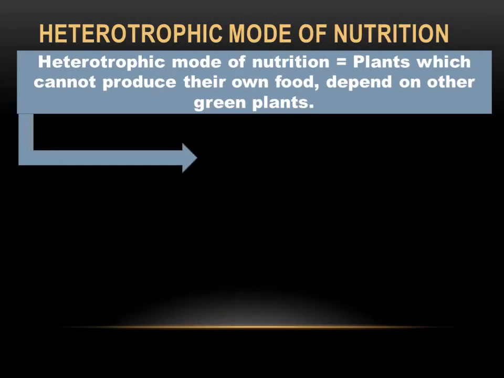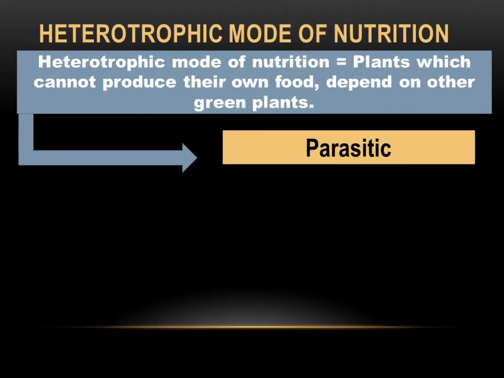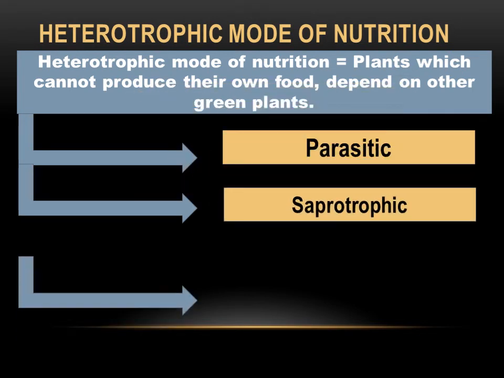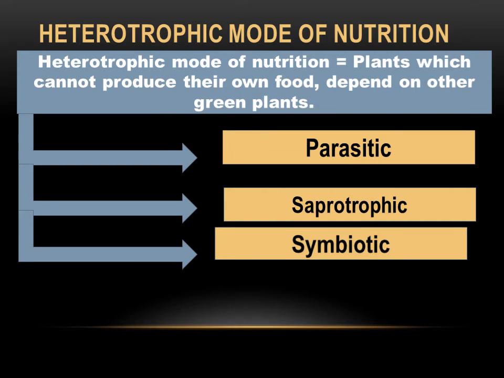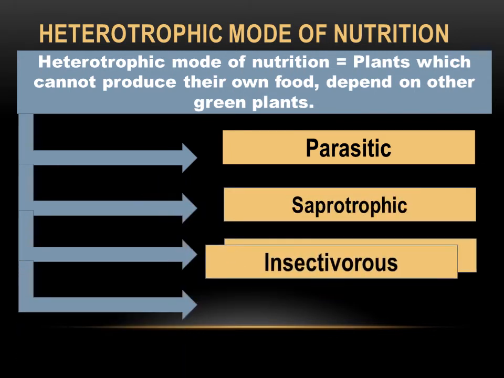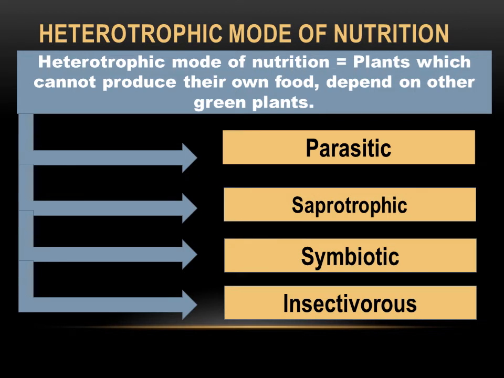They are parasitic, saprotrophic, symbiotic, and insectivorous plants. Today we will be seeing the first two types of heterotrophic plants, that is parasitic and saprotrophic.